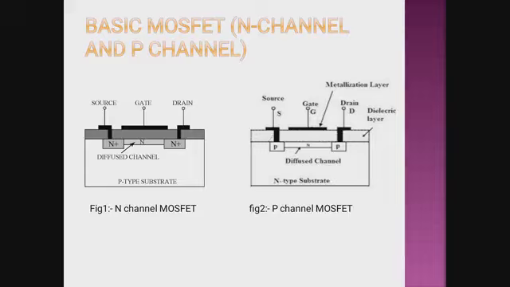MOSFET means metal oxide semiconductor field effect transistor. There are basically two types. One is N channel, where the substrate is P type, and the second one is P channel, where the substrate is N type. That means basically they are classified into two types: one is N channel, another one is P channel. And this is basically a three terminal device. The first terminal is source, second one is gate, and third one is drain.